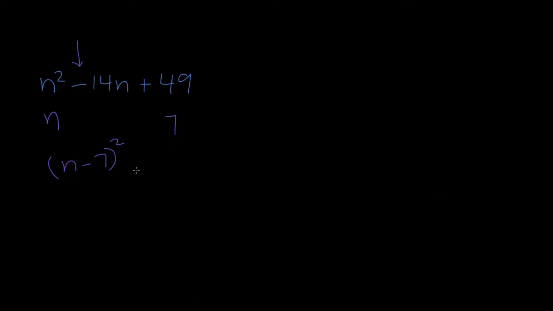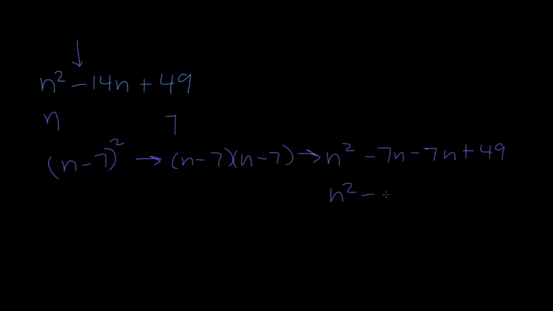So we can check this by, again, expanding. So n minus 7 squared is the same thing as n minus 7 times n minus 7. And expanding that further gives us n squared minus 7n minus 7n plus 49. And simplifying this gives us n squared minus 14n plus 49. So this is the same as our original equation, which means that n minus 7 squared is our final answer.